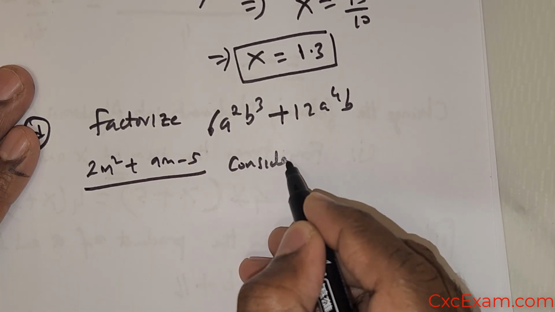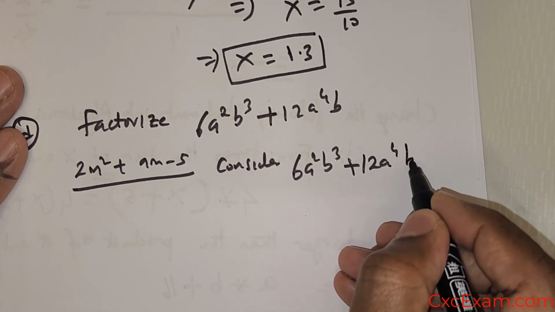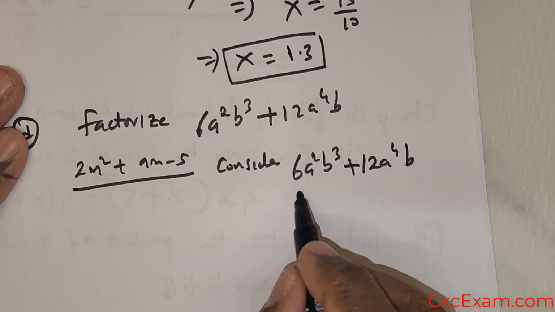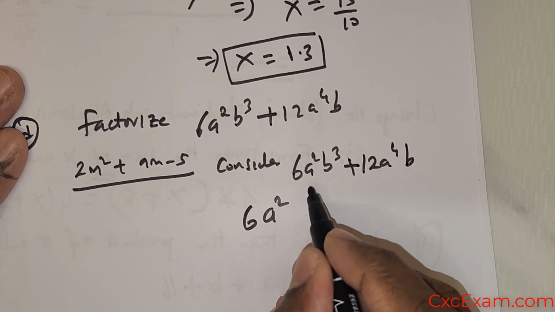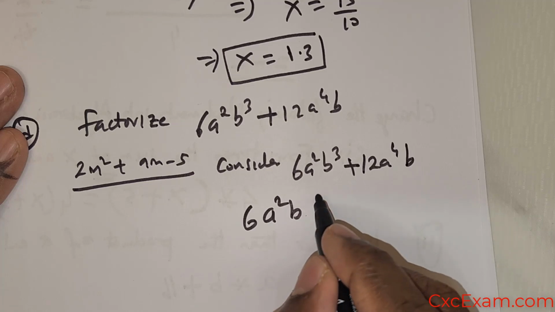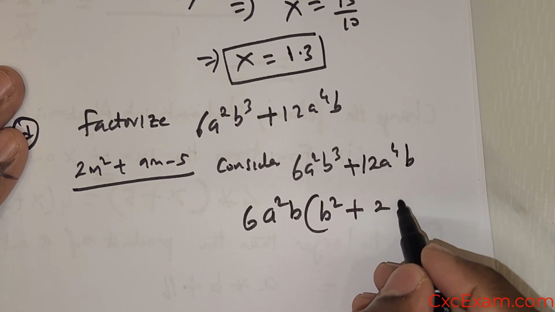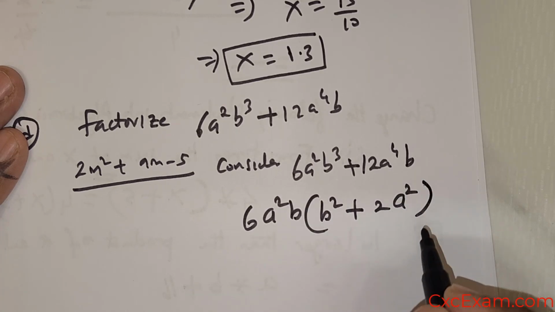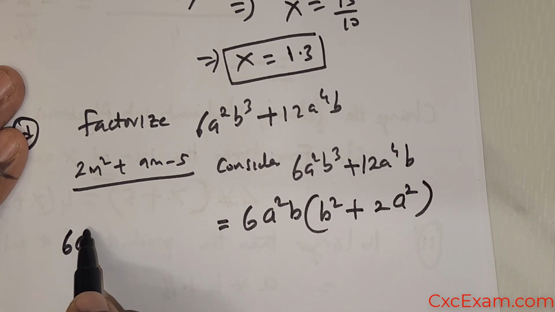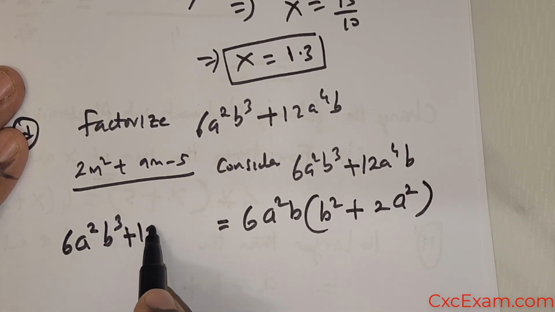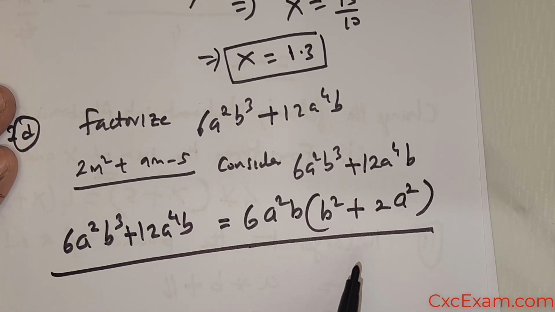Now we consider 6a squared b cubed positive 12a raised to the power of 4b. Now I'm going to take 6 out, and then the least power of a is 2, and the least power of b is just b. Now this would give you b squared, and this would give you 2, and a squared. b is already taken out. So what have we done? We have actually factorized 6a squared b cubed plus 12a raised to the power of 4 times b. So this is the solution for this question.